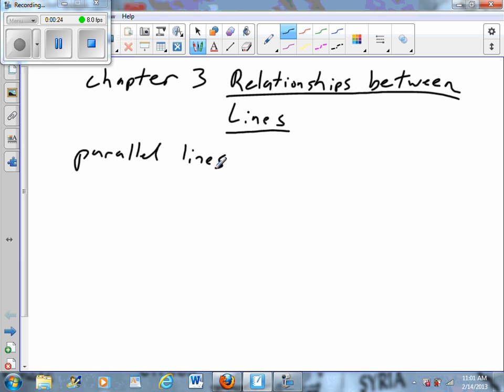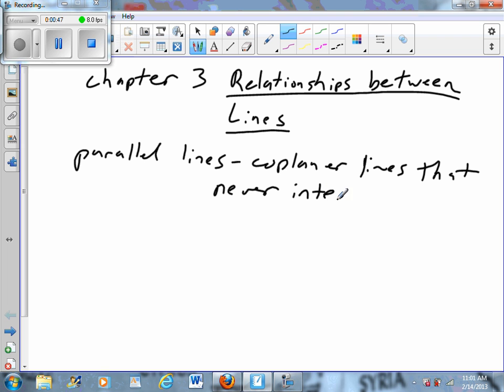Lines, and it's not just lines that never intersect. We need to also add this, coplanar lines that never intersect. All right? They're coplanar. And you'll understand why here in just a little bit. But coplanar lines that never intersect. Never intersect, okay? Parallel lines.